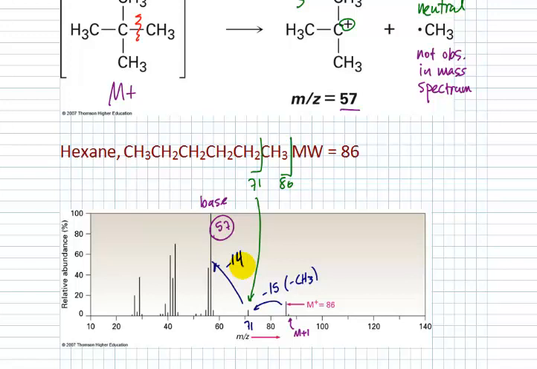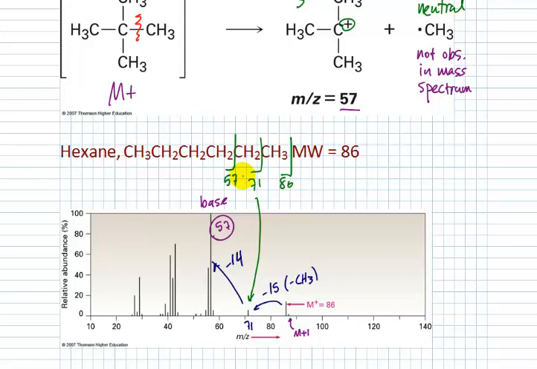71 minus 14 is 57. That should correspond with removal of a CH2. So there's 57 right there. Turns out it's still a primary carbocation, but for whatever reason, that one has become a little bit more stabilized than the others. And like I said, there's a lot of other weird things that are happening. So if we can rationalize some of these peaks here based on normal fragmentation, then we've got good evidence.